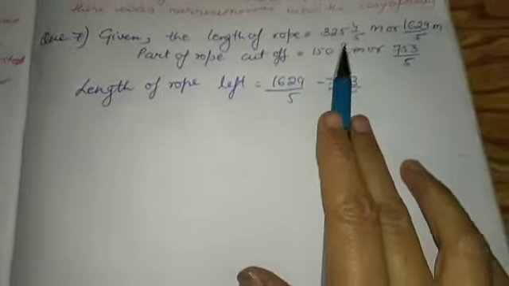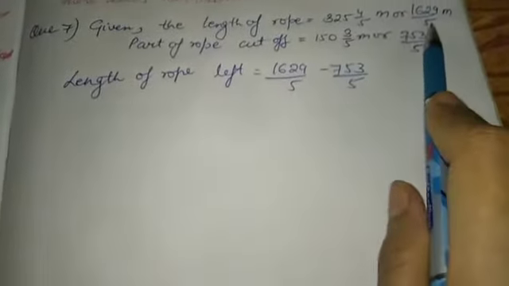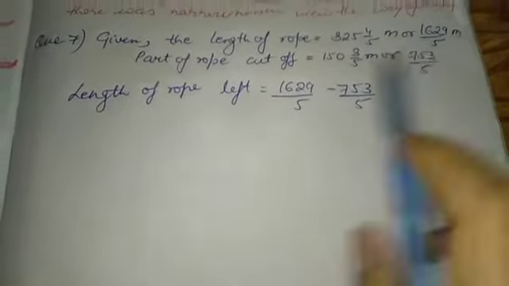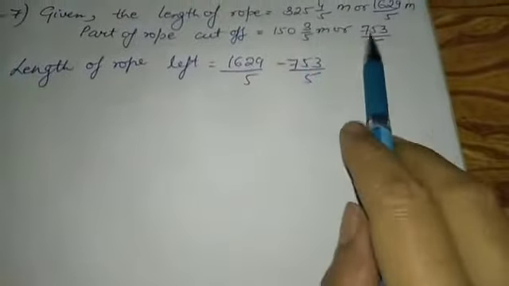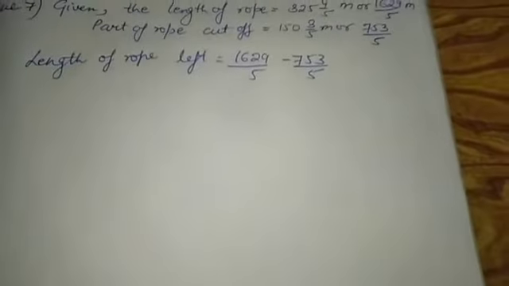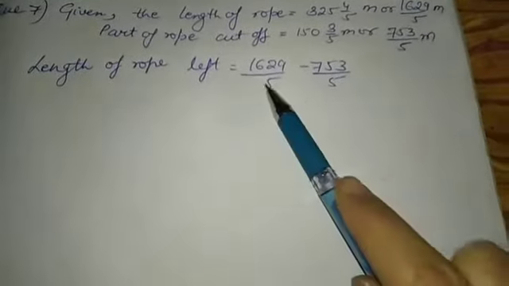Here, given the length of the rope is 325 4/5 meter, or we can say when we convert it in proper fraction form it will be 1629/5. Part of rope cut off, कितना cut off किया, we cut off 753/5 meter of rope. The length of the rope left, we deducted this much part. How much are we left with?